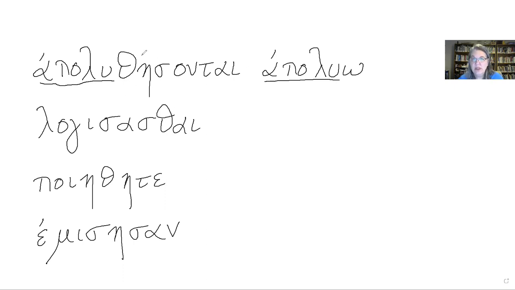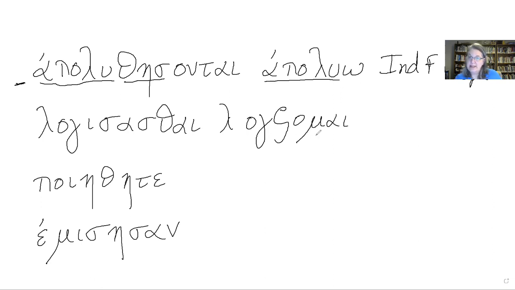And then we have this really long ending, which has the theta eta sigma, and there's no epsilon augment. Theta eta sigma tells you right away that this is a future passive. And so this is going to be indicative, future passive, and the ending there is third person plural. This verb is logizomai. So it's a deponent verb.